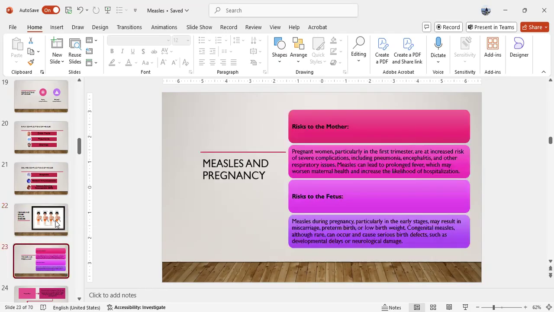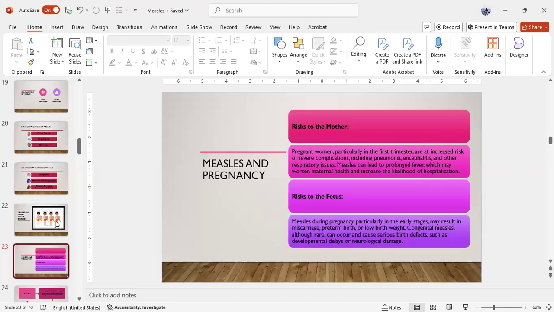Moving forward, measles and pregnancy. There are risks to the mother and there are risks to the fetus. Pregnant women, particularly in the first trimester, are at increased risk of severe complications, including pneumonia, encephalitis, and other respiratory issues. Measles can lead to prolonged fever, which may worsen mental health and increase the likelihood of hospitalization.